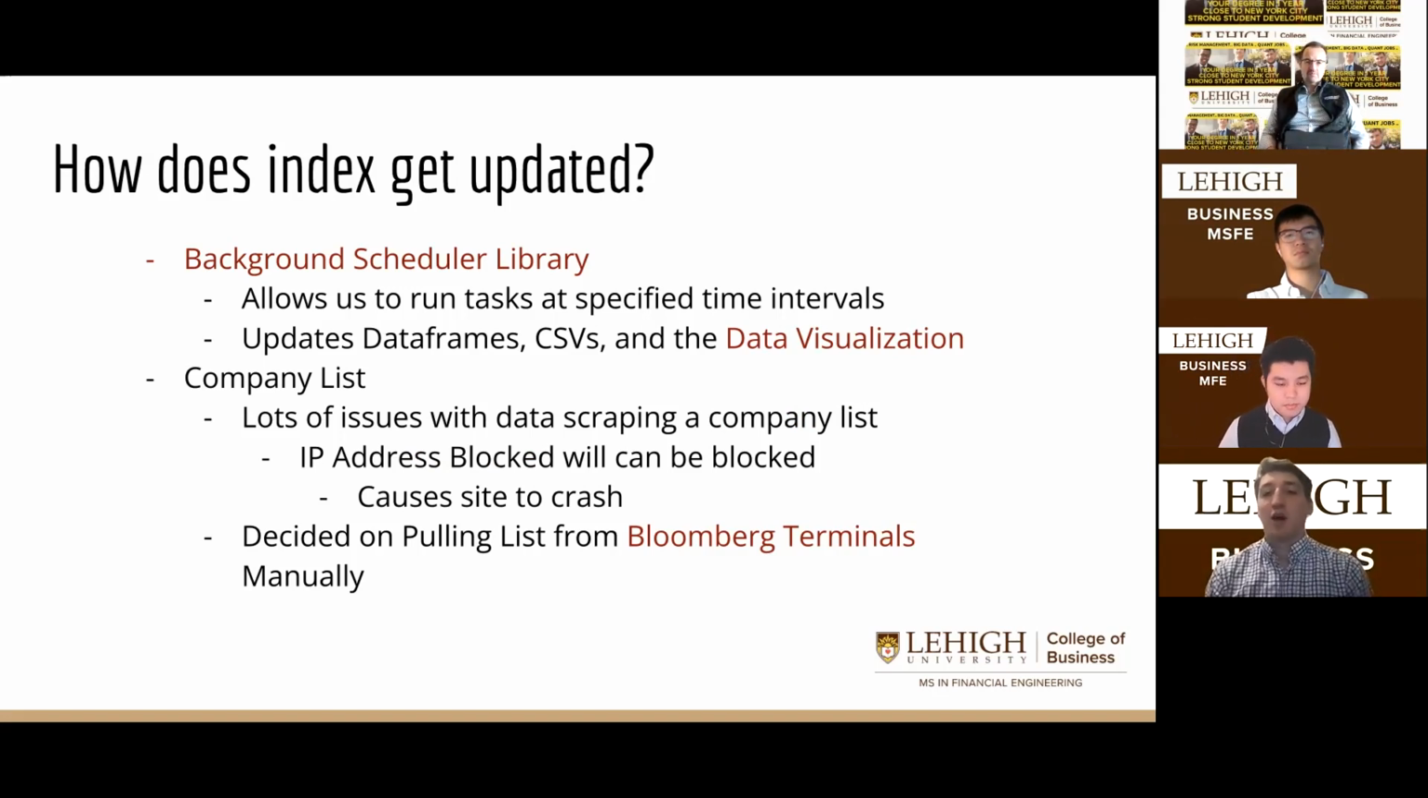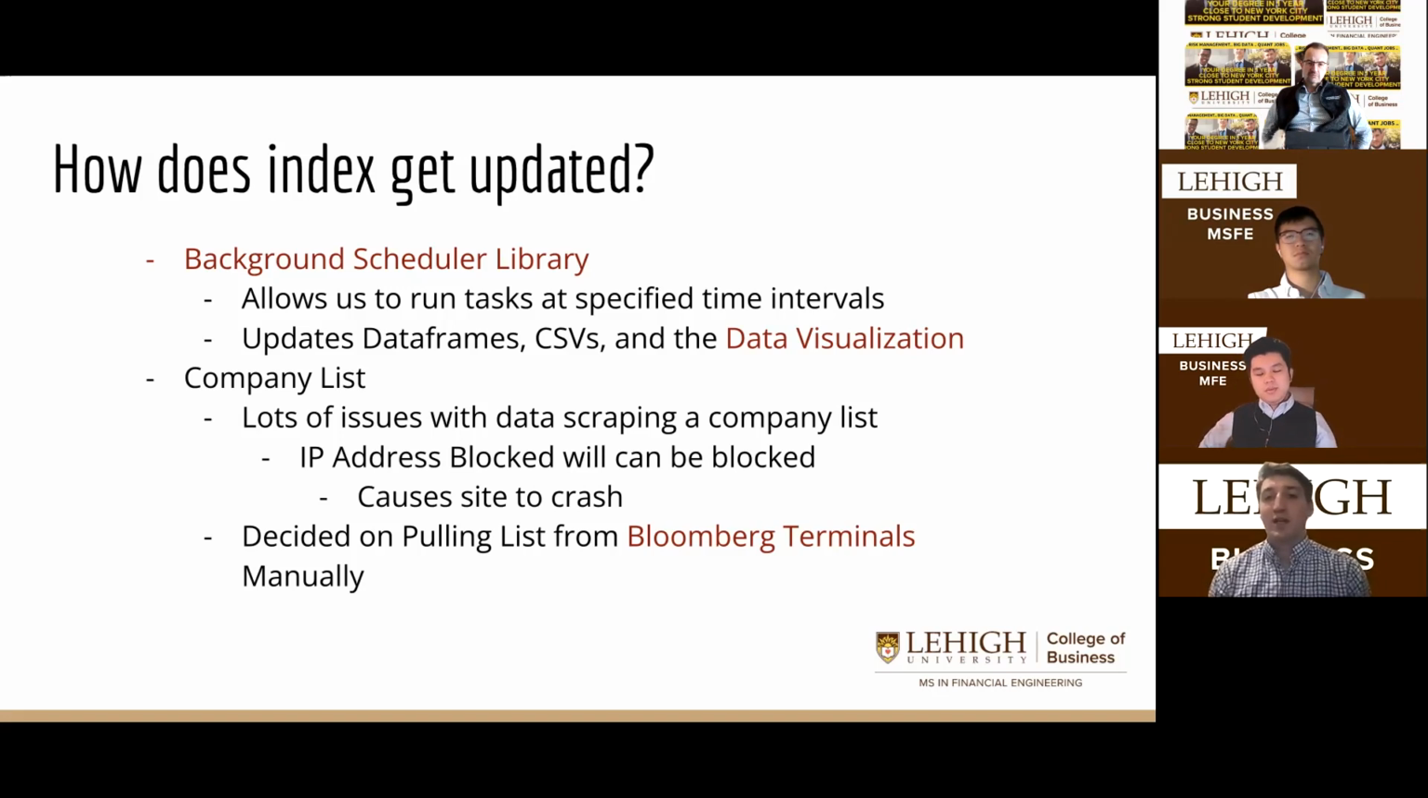And then in terms of updating our company list, like I said, we're pulling the company list from these Bloomberg terminals. The reason we're doing that is because we looked at a bunch of different ways to fully automate this process with data scraping on certain sites. And data scraping is so unreliable. If the site thinks that you're a bot, they can easily block your IP address and your whole site's going to come down and your data is going to be all messed up. A bunch of errors are going to pop up.